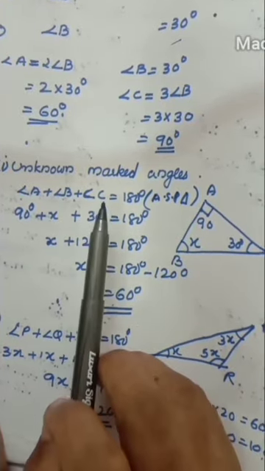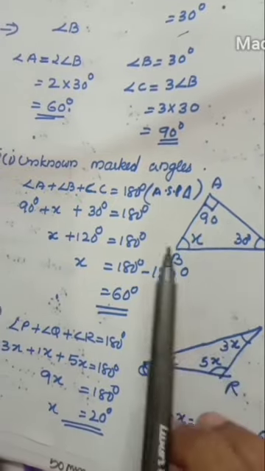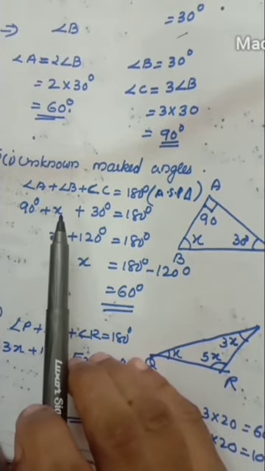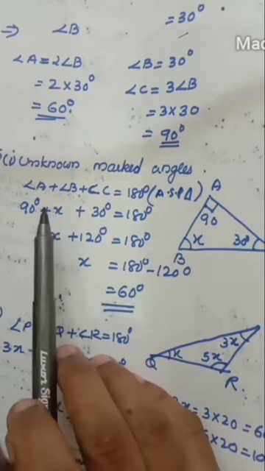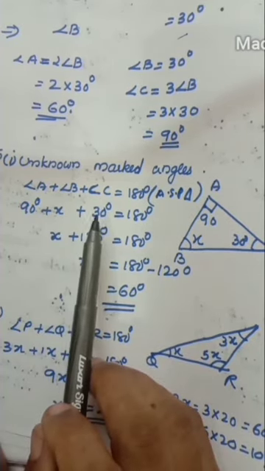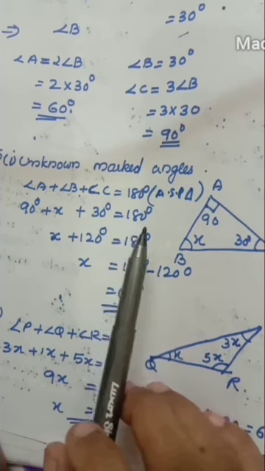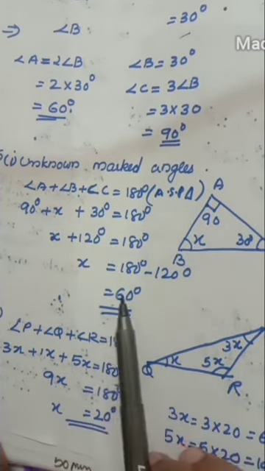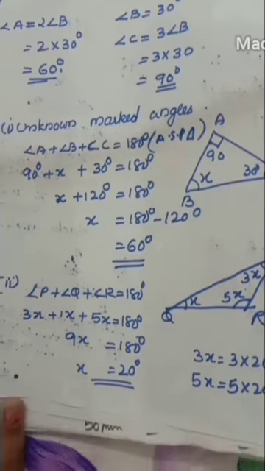Angle A plus angle B plus angle C equal to 180 degree, given. You write it: angle A, angle B value you have to find out. Angle C also given. 90 plus 30, 120. That will move here, that will be subtracted, you will get 60 degree. Unknown variable is x, you are getting the value 60 degree.